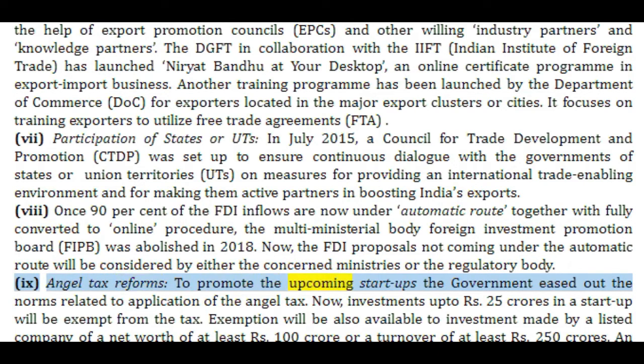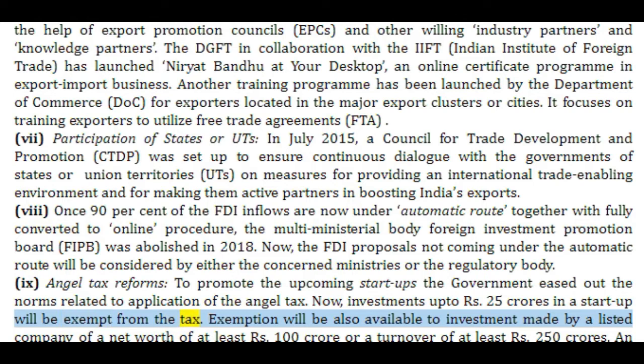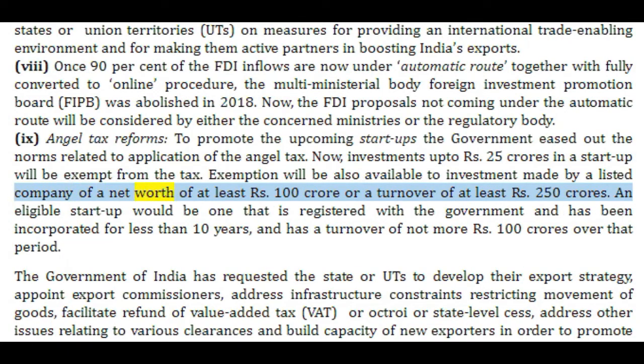To promote the upcoming startups, the government eased the norms related to application of the angel tax. Now, investments up to 25 crore rupees in a startup will be exempt from the tax. Exemption will also be available to investment made by a listed company of a net worth of at least 100 crore rupees or a turnover of at least 250 crore rupees.